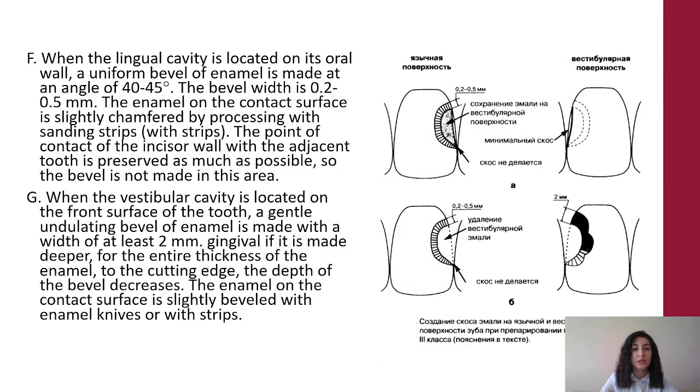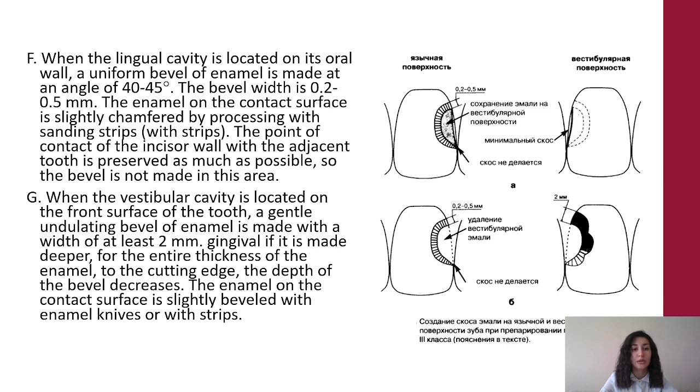When the cavity is located on the oral wall, a uniform bevel of the enamel is made at an angle of 45 degrees. The bevel is 0.2 millimeters. The enamel on the contact surface is slightly chamfered with protection using sanding strips. The point of contact of the incisal wall with the adjacent tooth is preserved as much as possible, so the bevel is not made in this area.